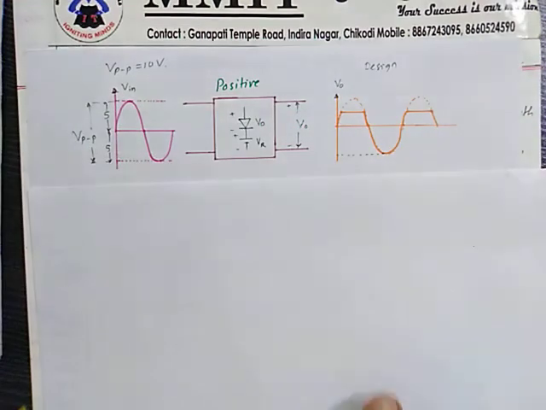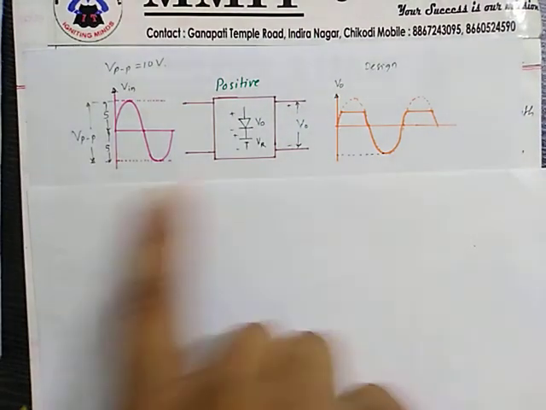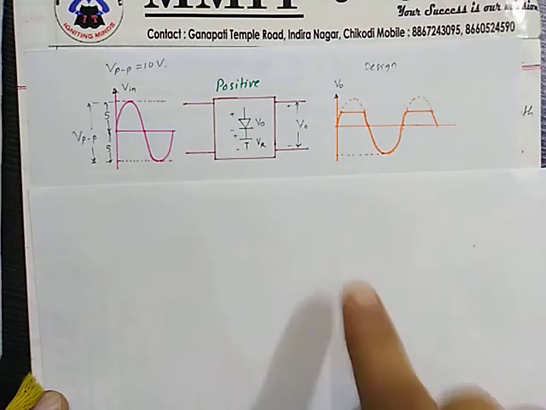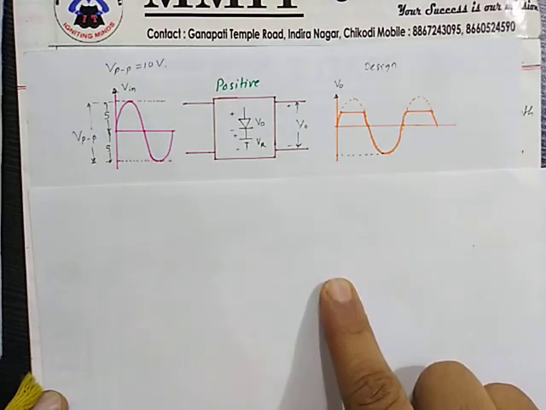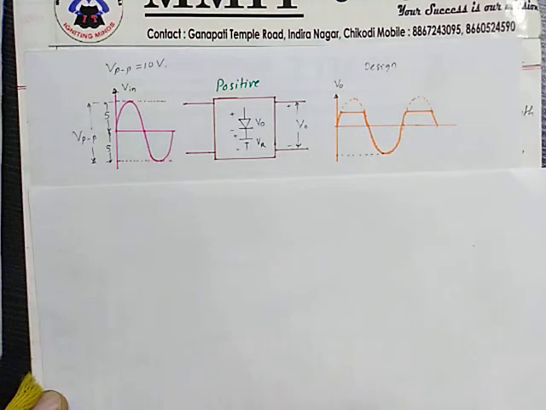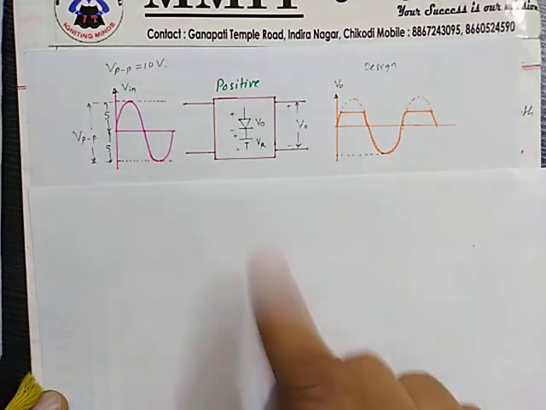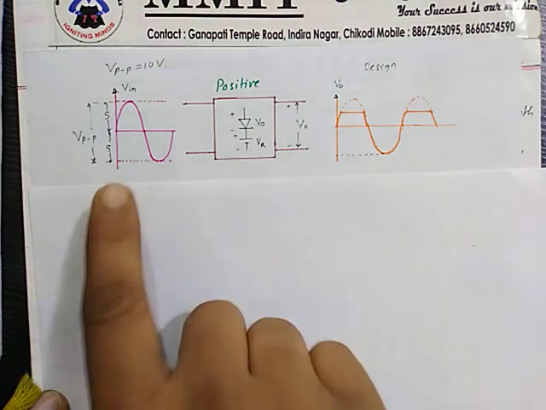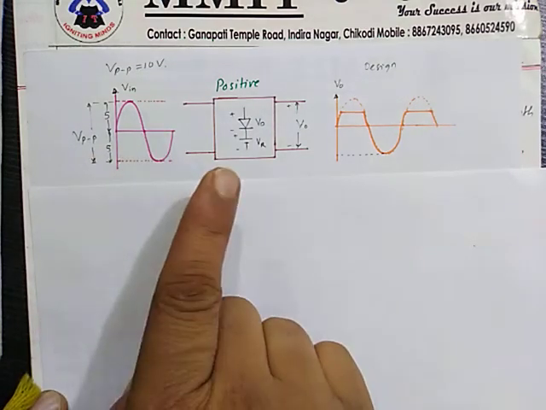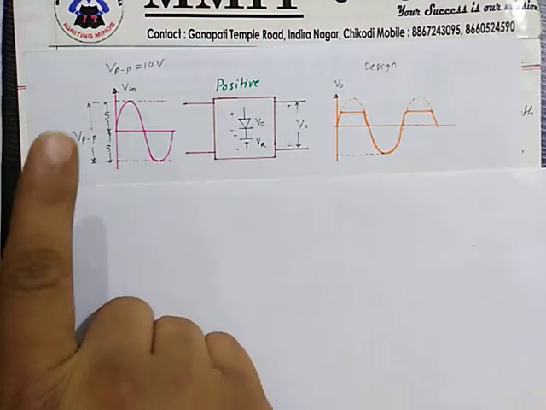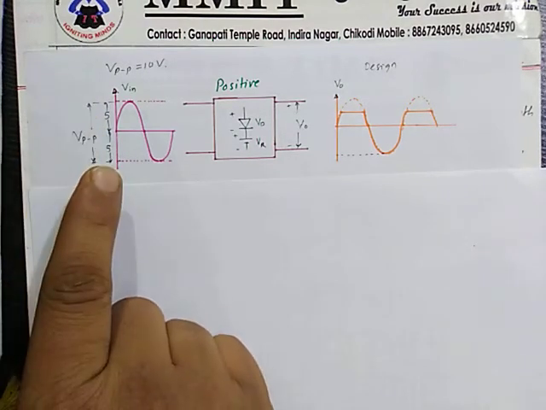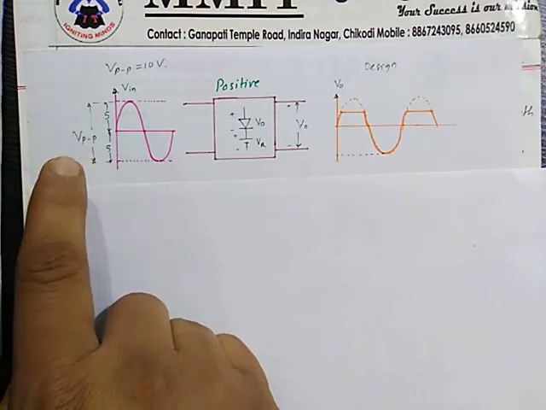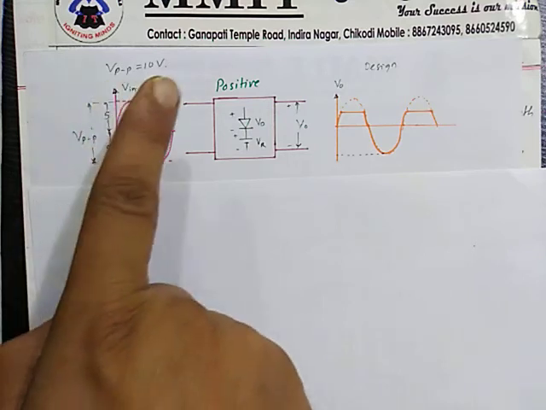So positive clipper is as shown in the schematic diagram here. Basically a clipper consists of a diode and a reference voltage VR. In positive clipper, the direction of the diode and VR are as shown in the figure. When input signal is applied to this clipper circuit, the input signal consists of positive half cycle and negative half cycle equally, 5 volt above and 5 volt below in this example. So peak to peak value of 10 volt.